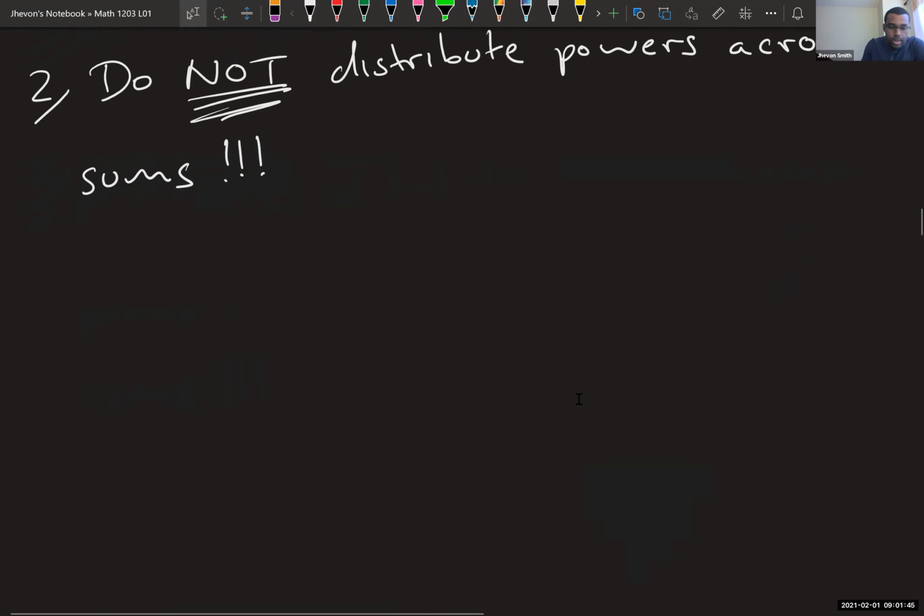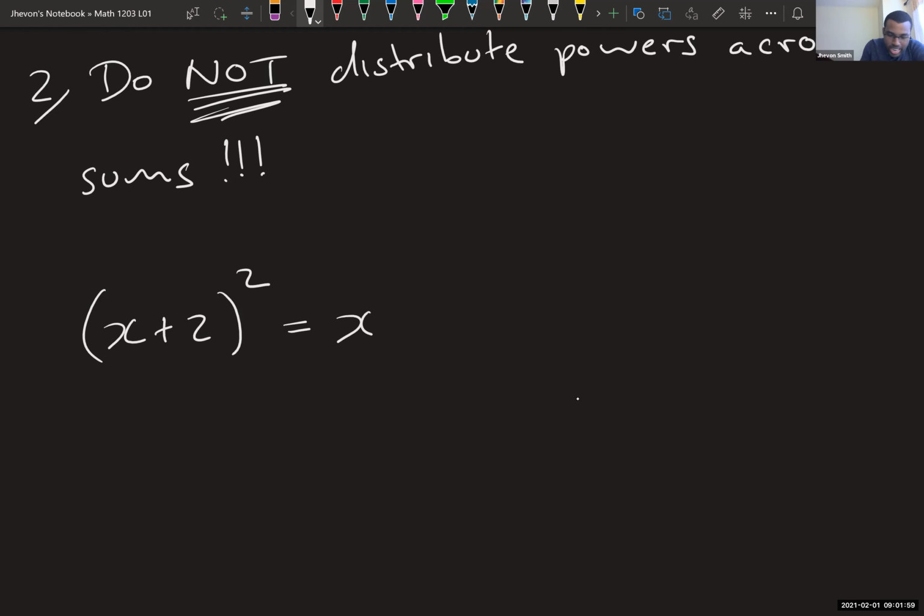For example, let's say you had (x + 2) all squared. A lot of students will see this. It happens very often, even though it shouldn't. And they'll be like, oh, I can just square the x and square the 2. And so that is x plus 4, not x plus 4. This is incorrect. This is what's called distributing a power across a sum. So the power of 2 cannot be distributed. This is wrong.